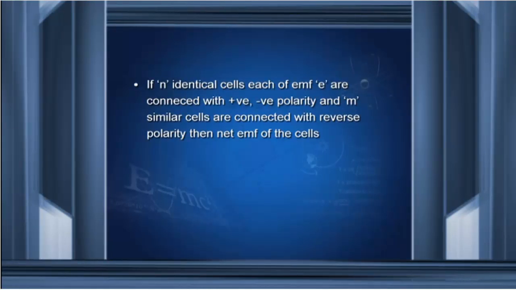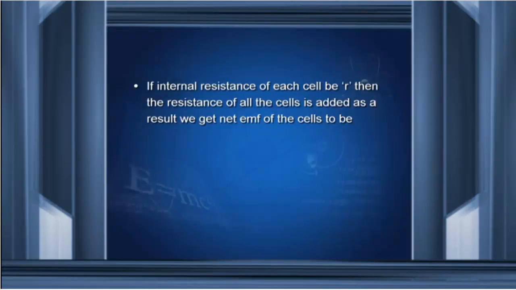Now, if we consider n identical cells of EMF E connected with the positive and negative polarities and m similar cells connected with the reverse polarity, then the net EMF of the cells will be equal to n minus m times the EMF of the cell. As every cell offers some internal resistance, let's say it is r, the resistances of all the cells are added. As a result, we get the net EMF of the cell to be n minus m times E, and the net internal resistance of the cell will be n plus m times r.